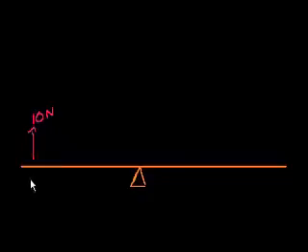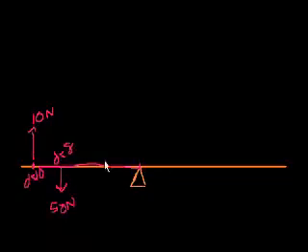So distance is equal to 10, right? The moment arm distance is 10. Let's say that I have a 50 Newton force, and its moment arm distance is equal to 8, right? Let's say that I have a 5 Newton force, and its moment arm distance is 4. So the distance is equal to 4. That's enough for that side.